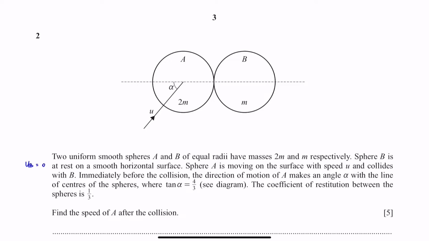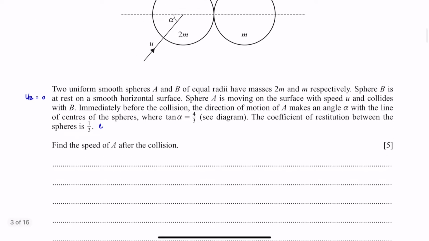Immediately before the collision, the direction of motion of A makes an angle alpha with the line of centers of the spheres, where tangent alpha equals 4 over 3. The coefficient of restitution between the spheres is 1 over 3, so this will be our e. Find the speed of A after the collision.